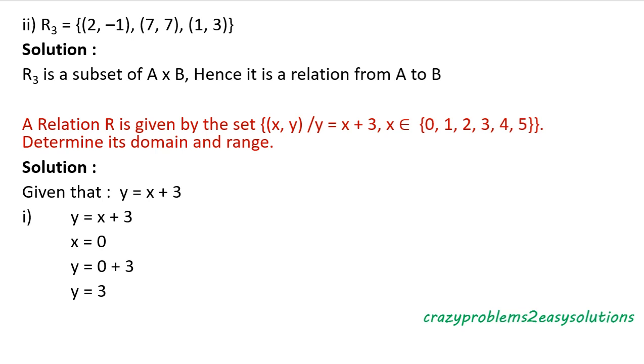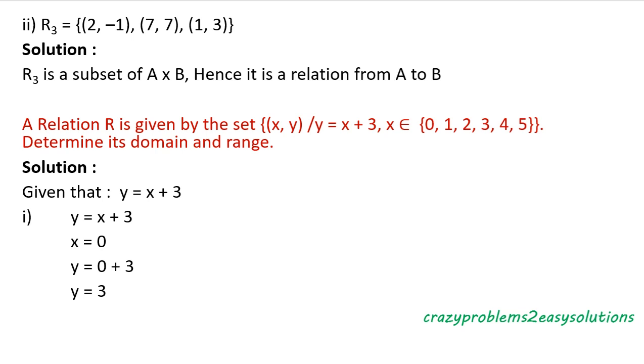A relation R is given by the set {(x, y) : y = x + 3}, such that x belongs to {0, 1, 2, 3, 4, 5}. Determine its domain and range. We have to find now the domain and range. Given that y = x + 3, the x value is given as 0 to 5. First we have to apply 0.